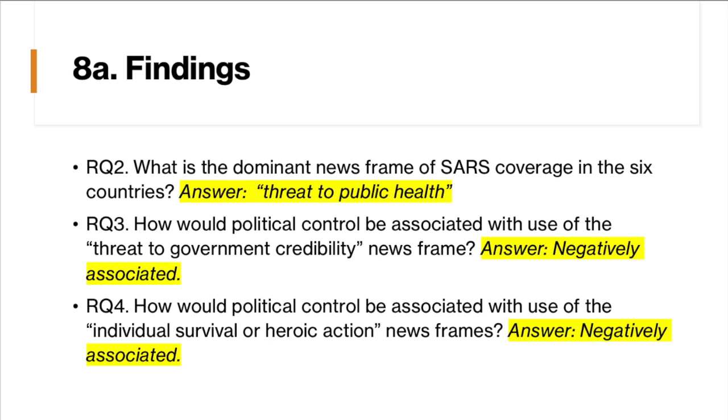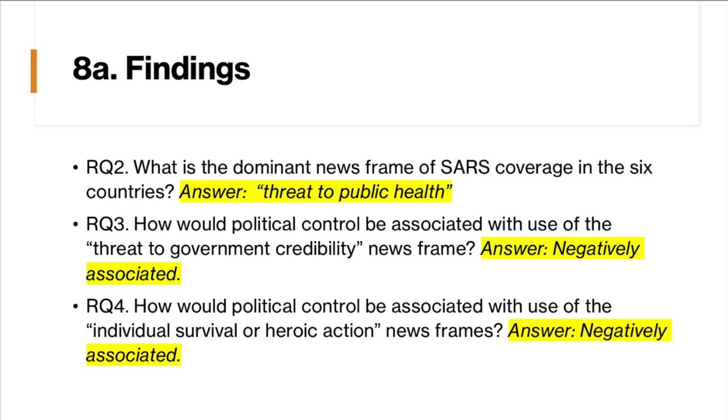Number 2, apparently the threat to public health was the dominant news frame in all countries. For research question number 3, political control is negatively associated with the use of the threat to government credibility. And this is mainly because the Chinese daily helped cover up the disease and remain quiet about its government wrongdoing.